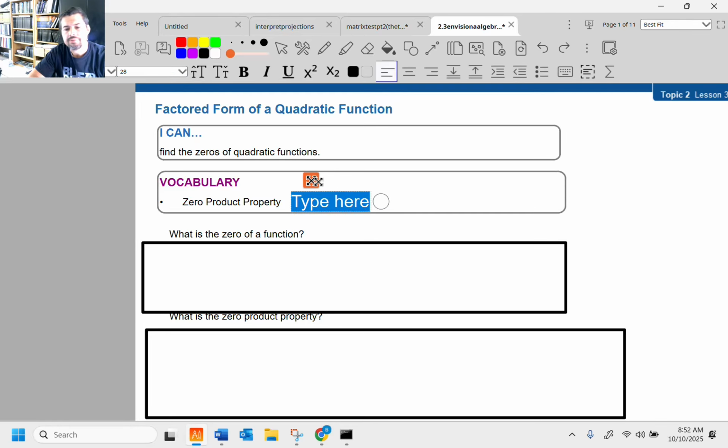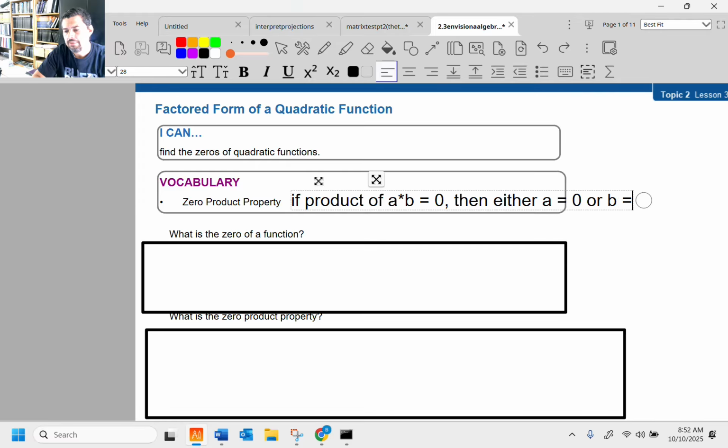But anyways, the zero product property says if the product of, and we'll just use A and B, of A times B is equal to 0, then either A equals 0 or B equals 0, because one of them has to be a 0, because anything times 0 is 0. So one or both are zeros.